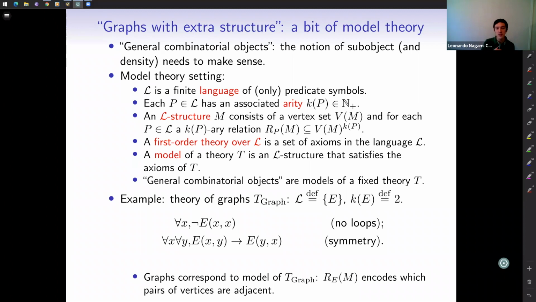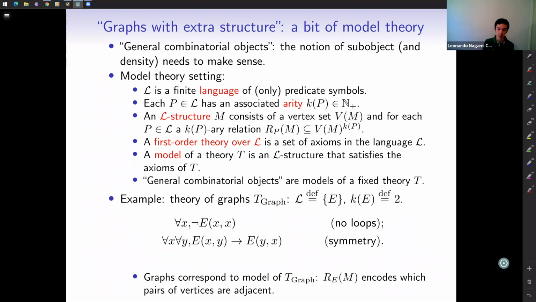And then you have to say what are the axioms that this thing satisfies. The first axiom says no loops, so no vertex is adjacent to itself. And the second one says adjacency is symmetric. So if x is adjacent to y, then y is adjacent to x. Is that okay?